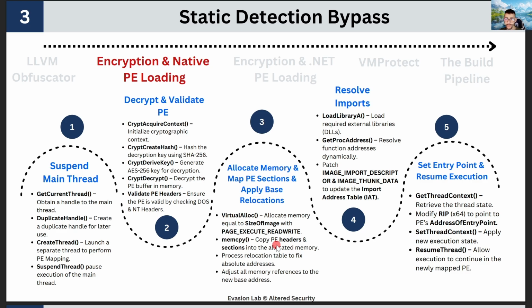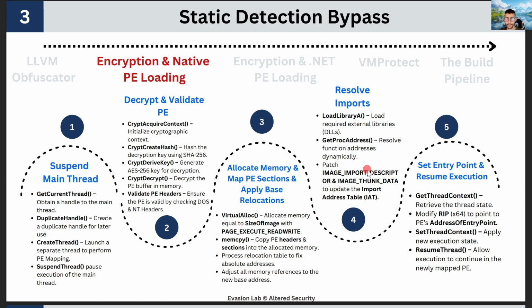After that, we process the relocation table to adjust the memory addresses to fit the new memory layout. Why are we doing this? Because the PE expects to be loaded at a specific memory address. If it's loaded elsewhere, absolute addresses inside the PE must be corrected.